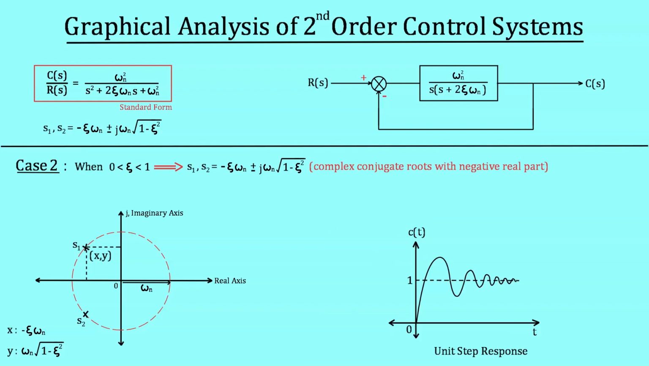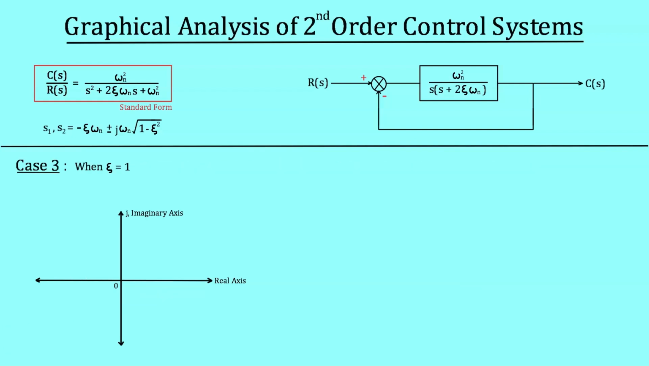The unit step response in this case will look like this. You can see there are oscillations, but their magnitude decreases continuously. This is referred as damping, which in simple terms can be defined as the decay of oscillations. This case is referred as the case of underdamped oscillations.